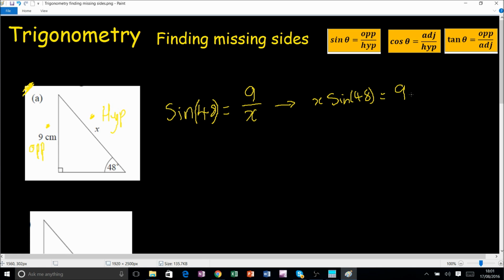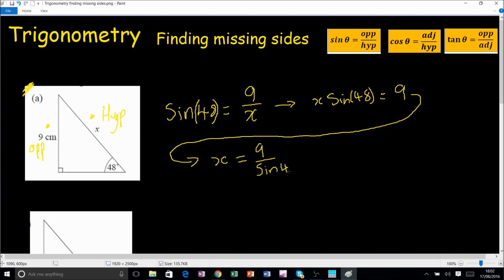Now the next thing we're going to do is say, I only want x on this side, so I need to get rid of the sine 48. In order to get rid of the sine 48, I need to divide both sides by sine 48. So we have x is equal to 9 divided by sine 48. That is meant to be a 48.